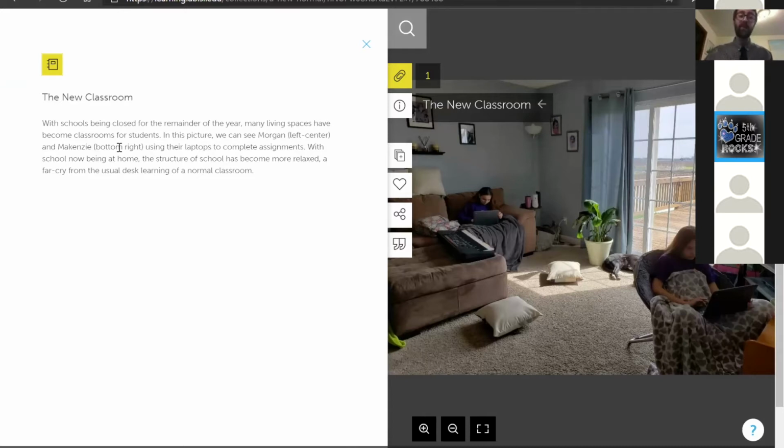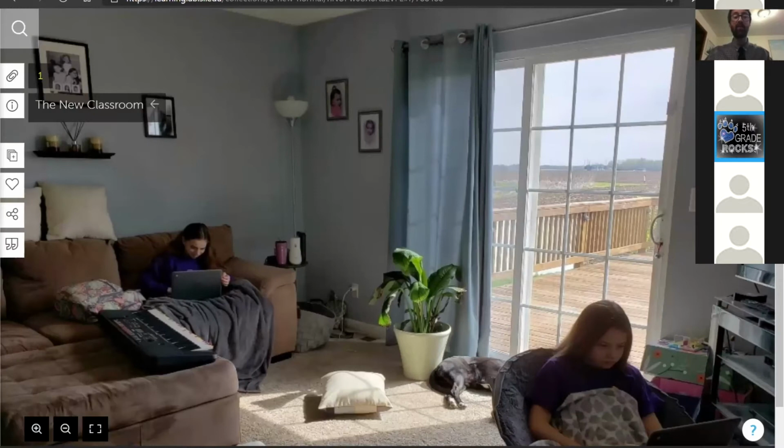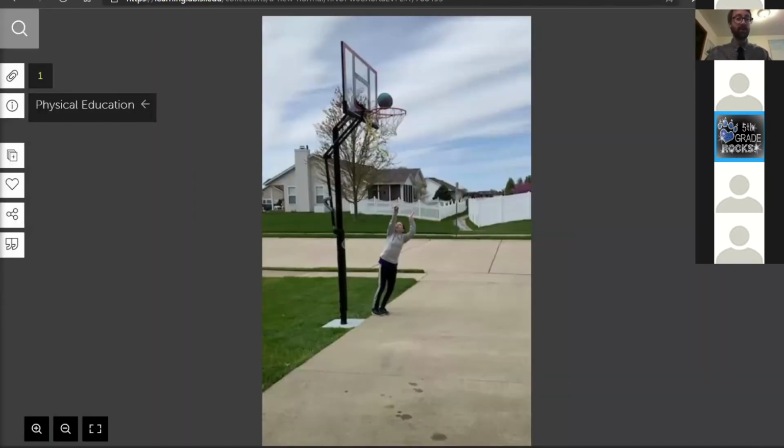And so as we go through this gallery, the student paints pictures of what that life is like and helps us understand how her family has been affected by the school closures. So this is one example of what a digital project can look like.